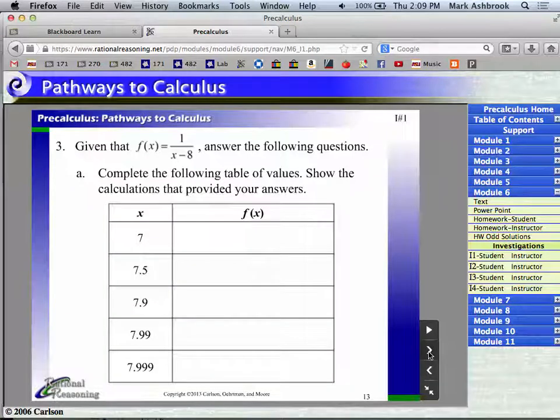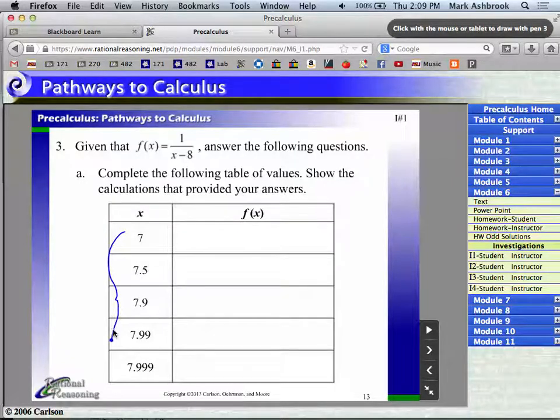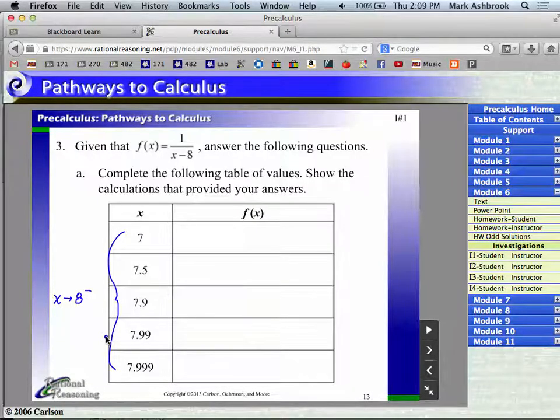Where are we going to have a vertical asymptote, first of all? X equals 8. Okay, look at that list of numbers. How would we represent what's going on there with that list of numbers? So if you go 7, 7.5, 7.9, 7.99, we would be saying x is approaching what value? 8 from the left, so that you put a minus. That's what that means. X approaches 8 from the left.